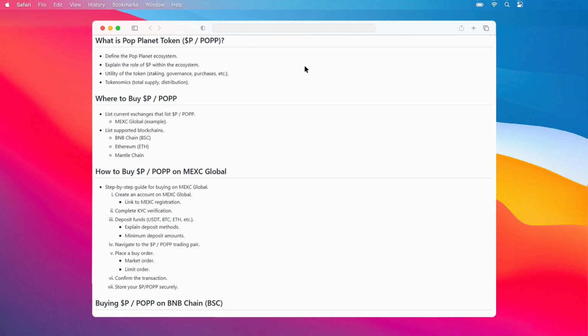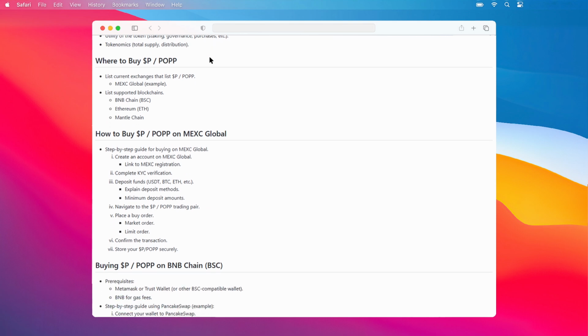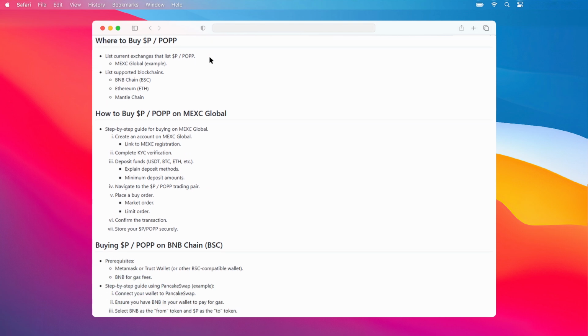Where can you buy $P? Currently, it's listed on exchanges like MEXC Global. Additionally, it's supported on multiple blockchains, including BNB chain, Ethereum, and the Mantle chain.